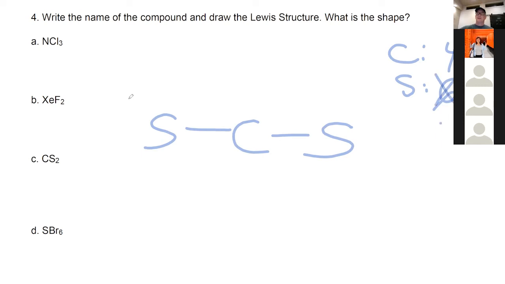So I should have 16. I've got 4 in bonds, so I have 12 left over. So where do I start putting them? On the sulfurs, right? 12. So I go 1, 2, 3, 4, 5, 6, 1, 2, 3, 4, 5, 6, and I'm done.